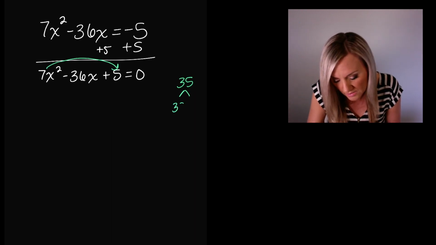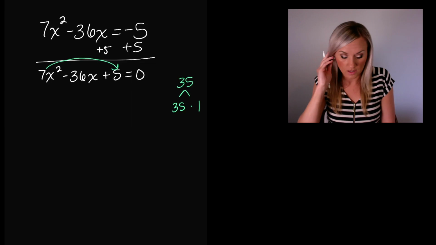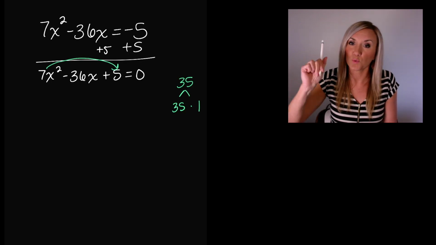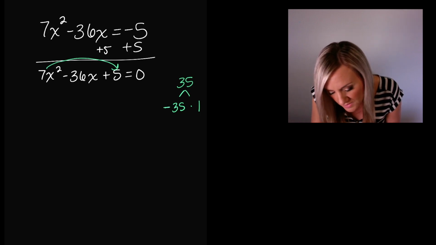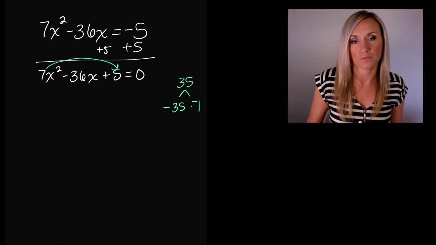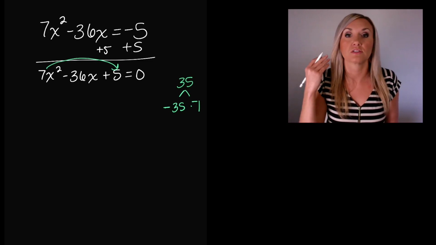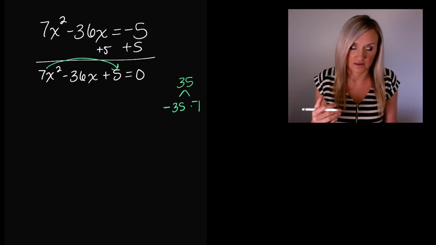All right, so 35 times 1. But I need a negative 36, which means 35 should be negative and the 1 should be negative, because negative 35 times negative 1 gives us a positive 35, and if we add them we get negative 36.